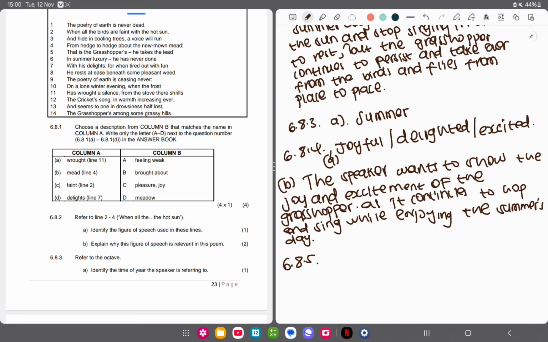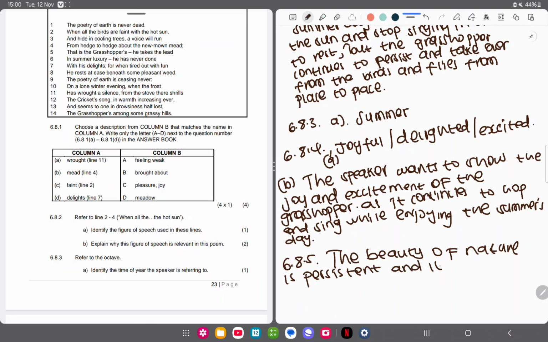So here we can say that the speaker wants to say that the beauty of nature is persistent, and it continues to be pleasant even during cold and uncomfortable times.